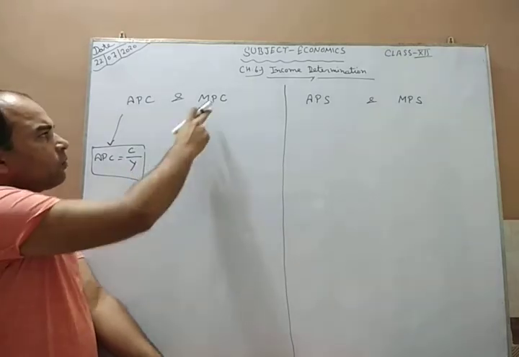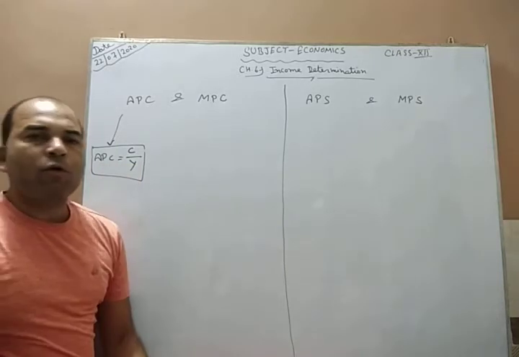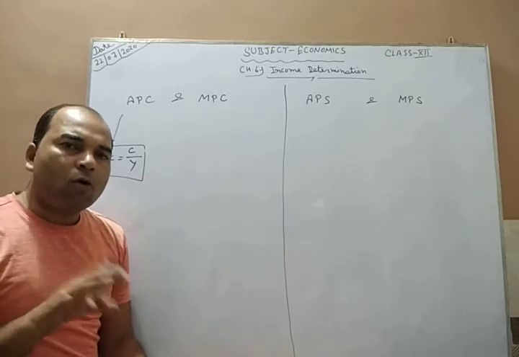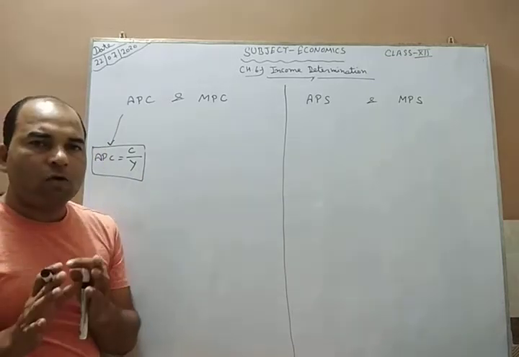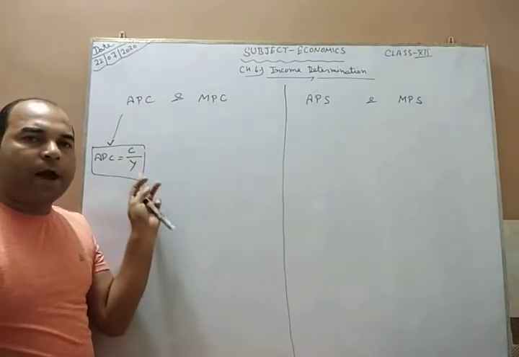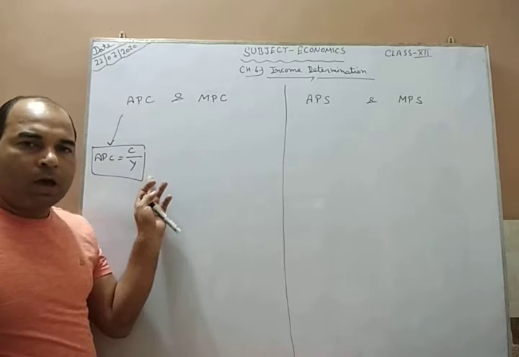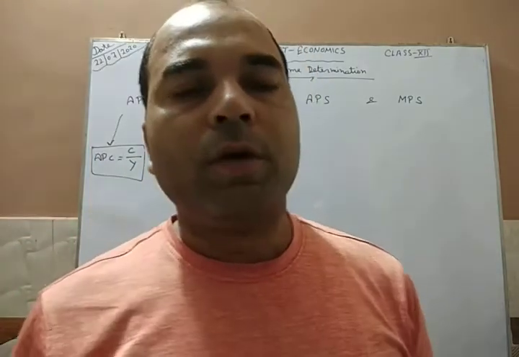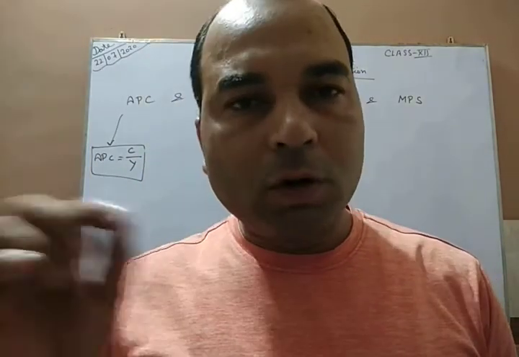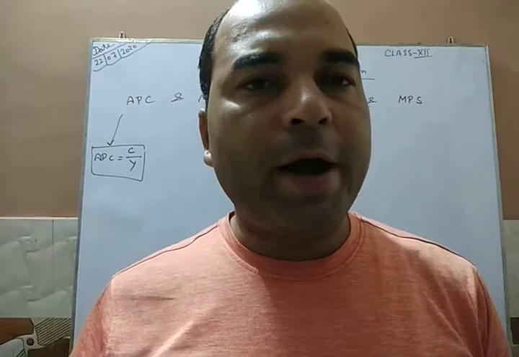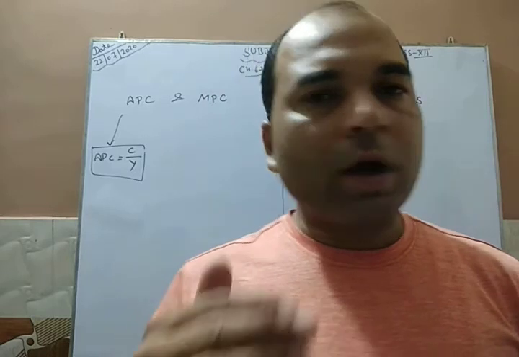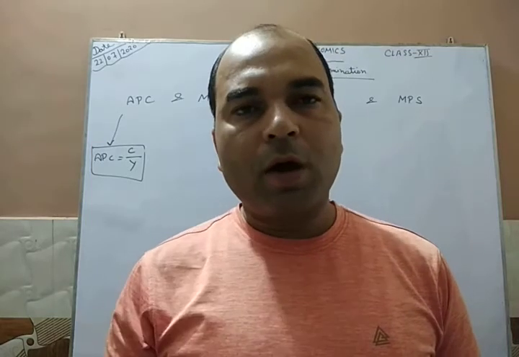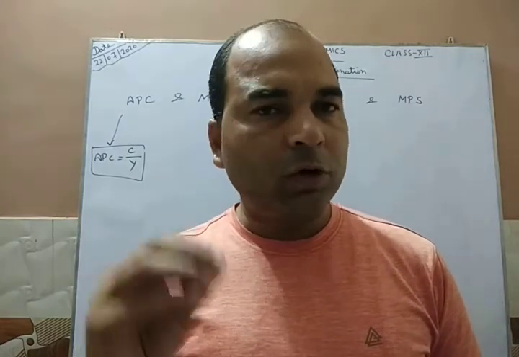Average propensity to consume is equal to total consumption divided by total income. If we are talking about MPC, marginal propensity to consume, it is the ratio of changing consumption divided by changing national income. I am repeating again. Marginal propensity to consume is the ratio of changing consumption divided by changing income. यानी जितना consumption में change हुआ है, उसको divide कर दो जितना income में change हुआ है. You got MPC, marginal propensity to consume.